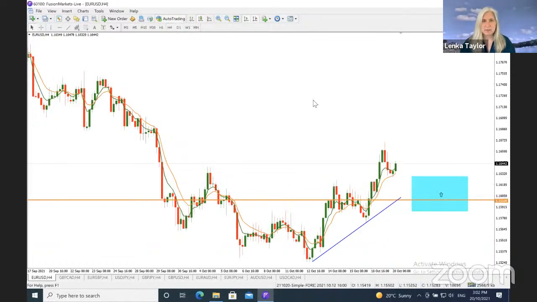So in terms of the setup on the 4-hourly, I'm looking for a little bit of a pullback down to the horizontal or to the trend line, and then looking for a reversal for a long opportunity after that. So if the price comes back into this area, then I'll be looking for a long.